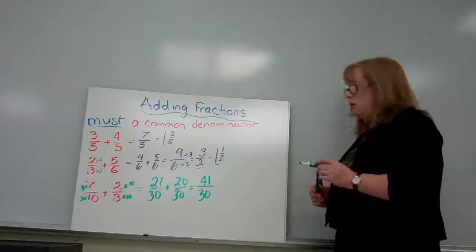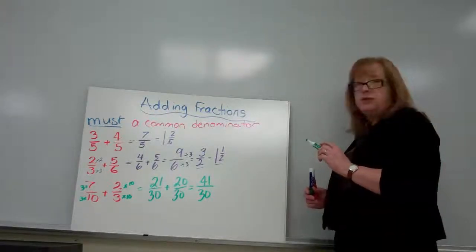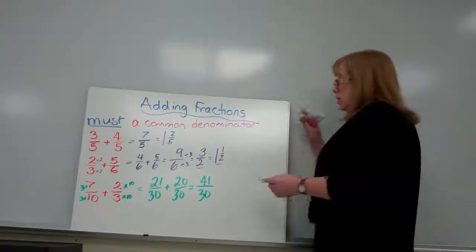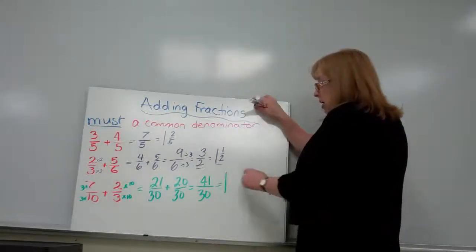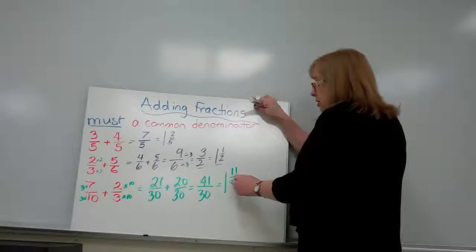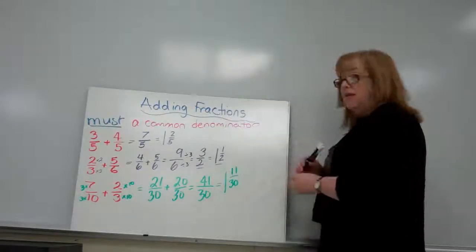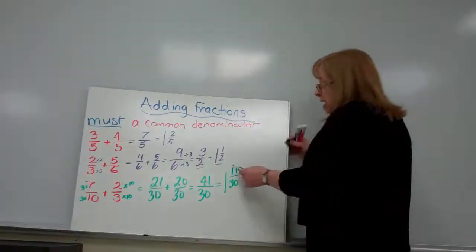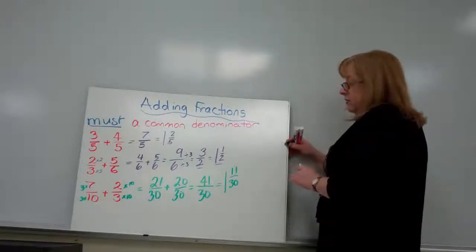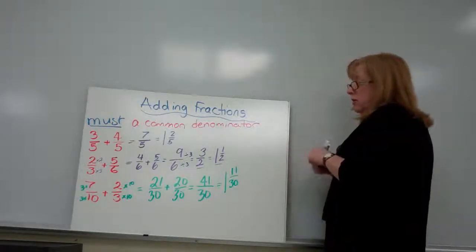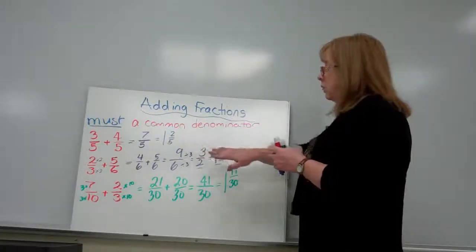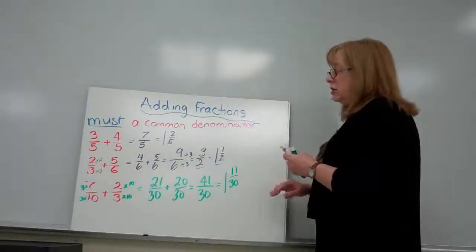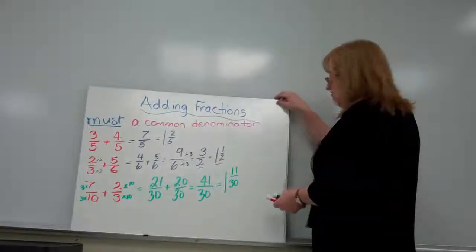Again, I know that 41 is not divisible by 3, so I'm going to leave it like that. Or I can take 30 30ths out and make a whole 1 and have 11 30ths left over. Now again, I look to see if it'll simplify, and it's not going to. So here we've looked at one that already had common denominators, one where we only had to change one of the fractions, and one where we had to change both.